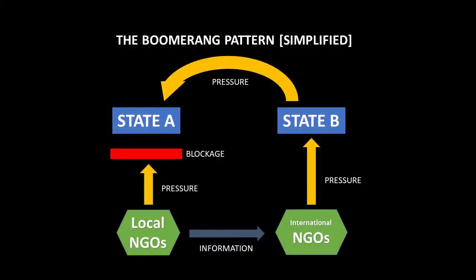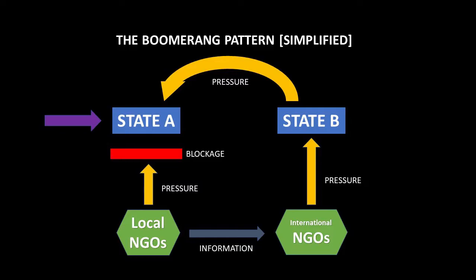How does international human rights activism work? The basic model we use to explain the system is called the Boomerang Pattern. It was first described by Margaret Keck and Kathryn Sikkink in their book Activists Beyond Borders in 1998, although the actual technique has been used for much longer than that. Here's how it works. It starts with what's happening in State A, and what's happening isn't good.